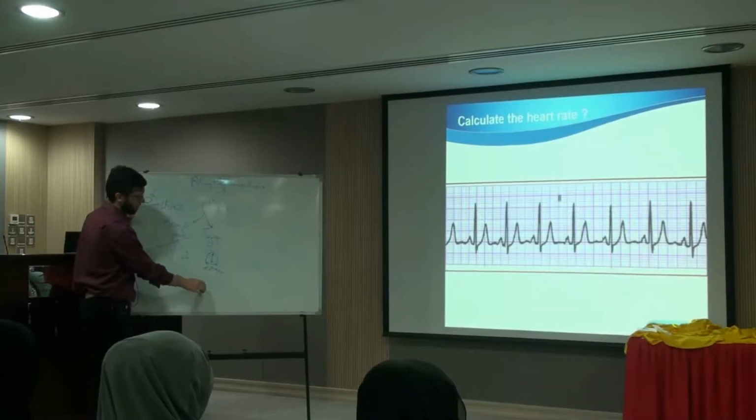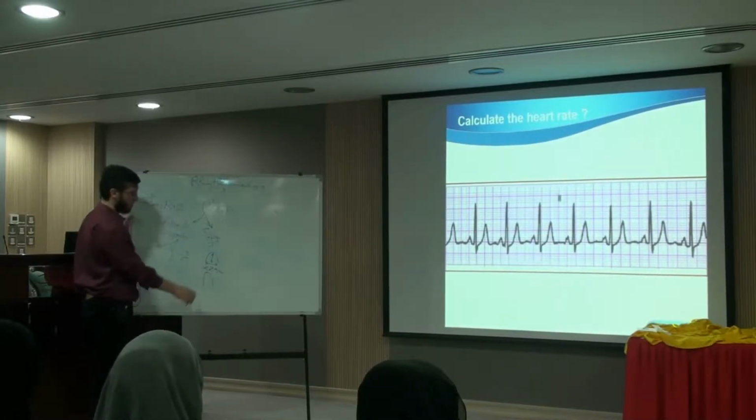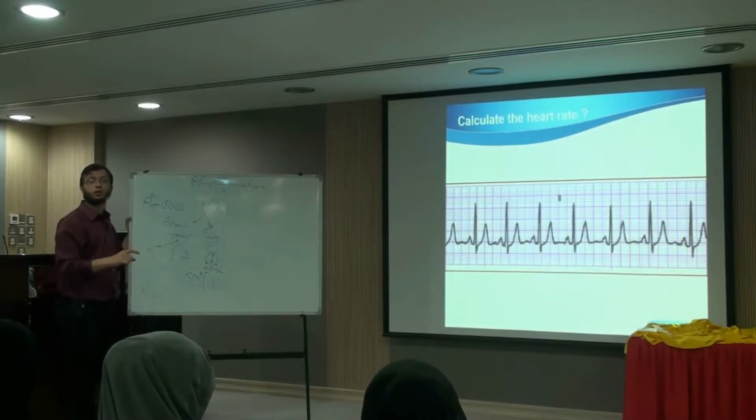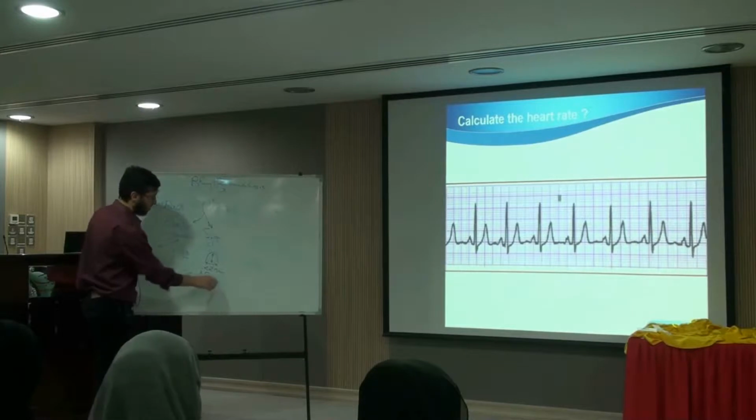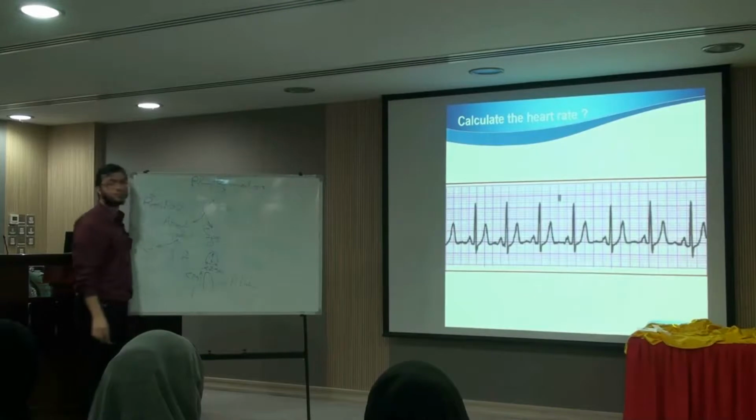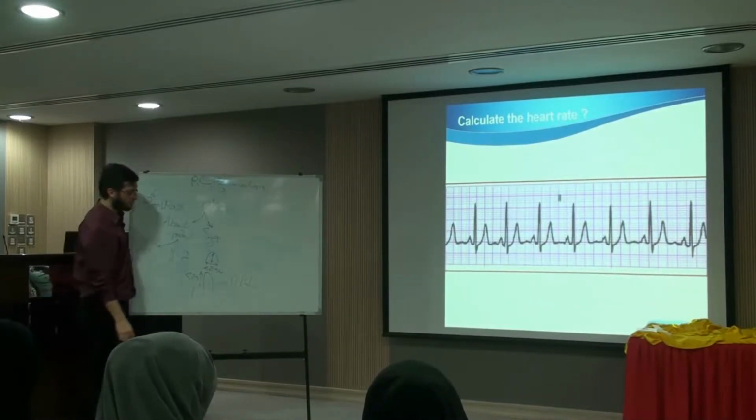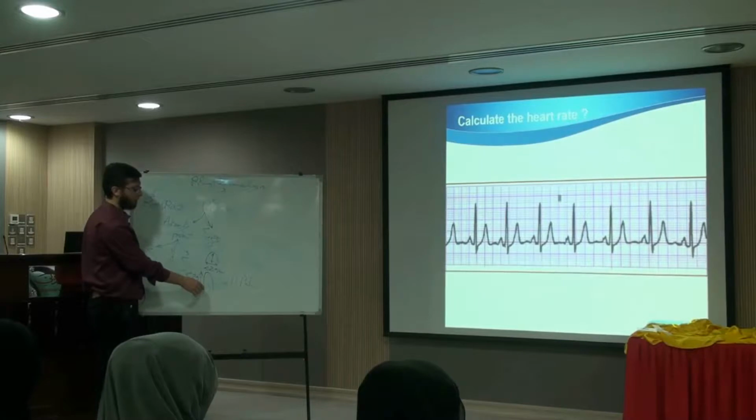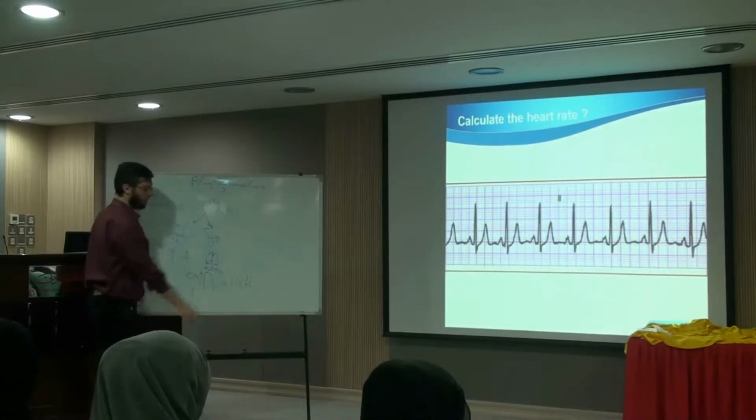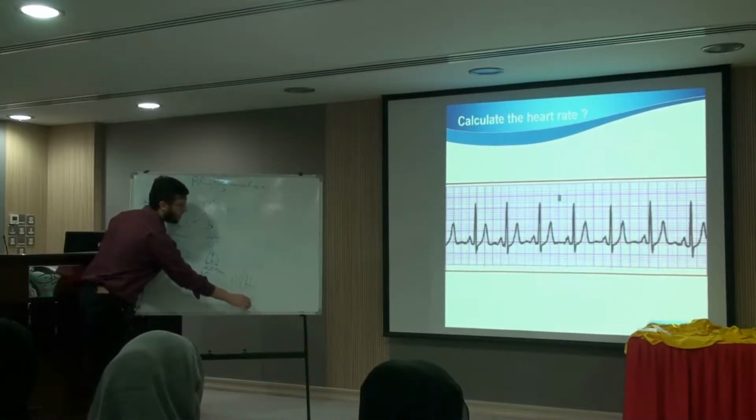If it is like this, so it is taller than 2.5 millimeters or 2.5 small squares, what do we call it? P pulmonale. Okay? So why do we say that the tall P is P pulmonale? Because the P is tall, and the other one is P mitral.